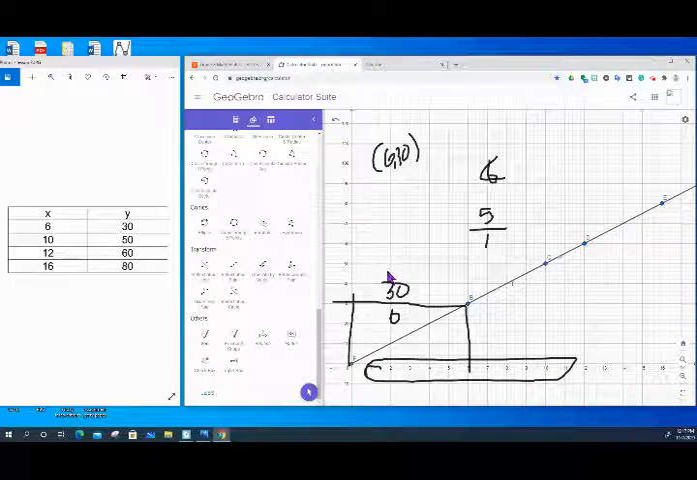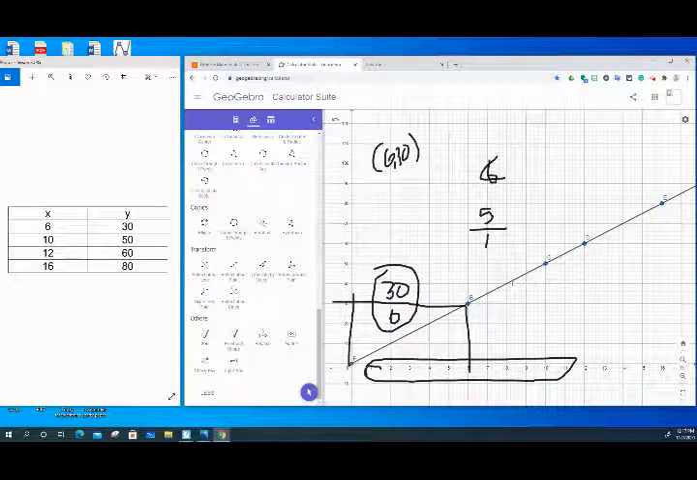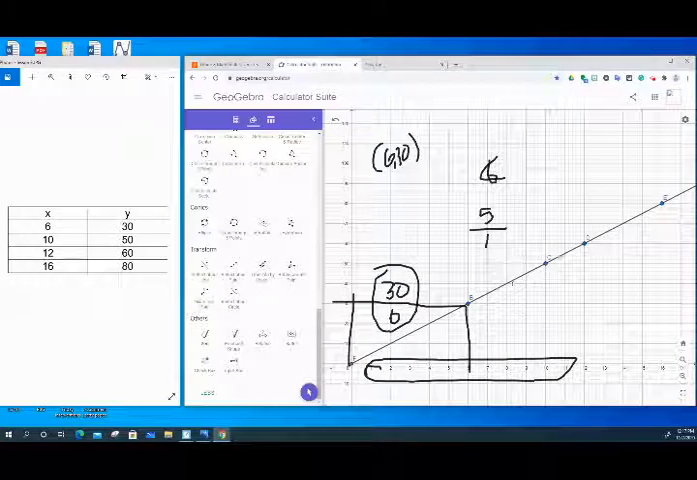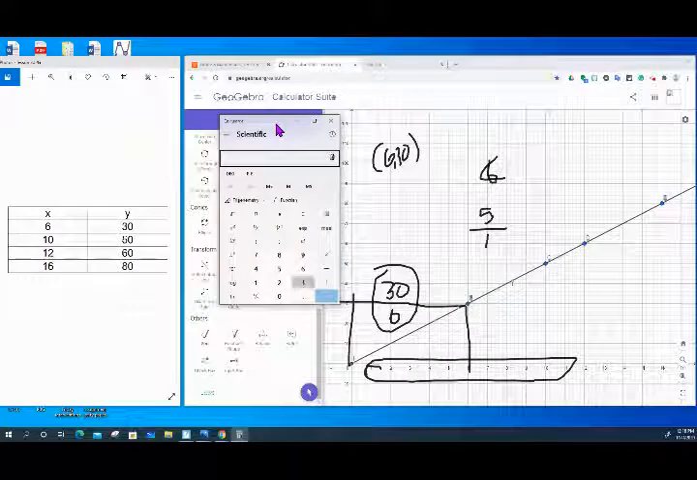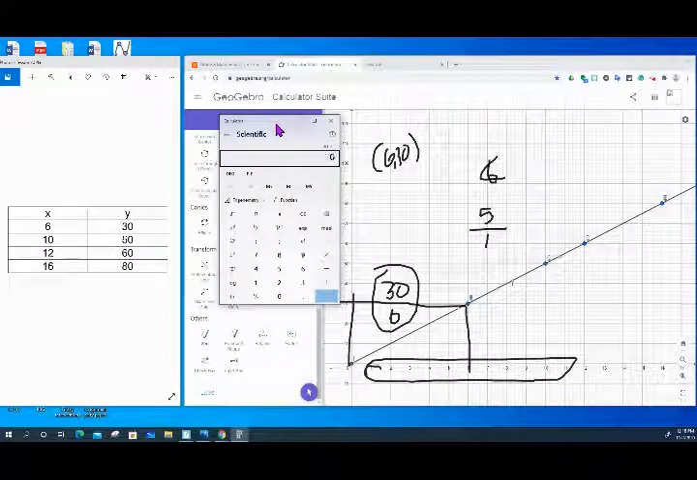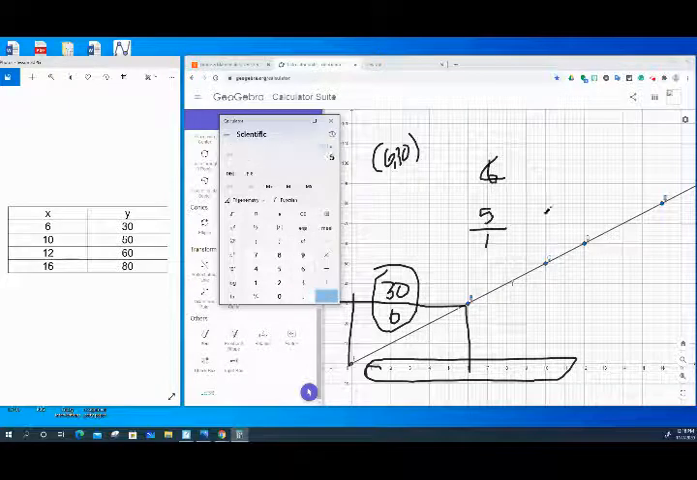Another way we could find this is by plugging it into my calculator. I get 30 divided by 6 equals 5.